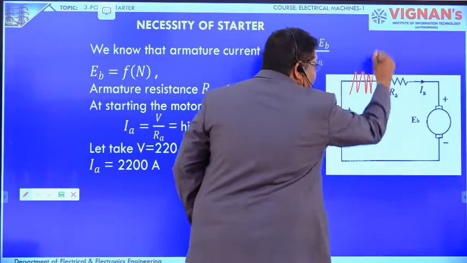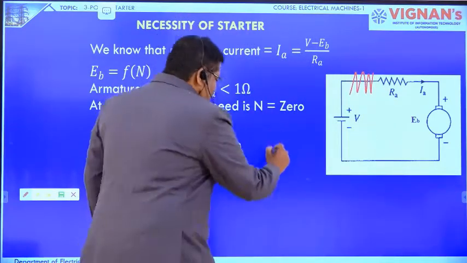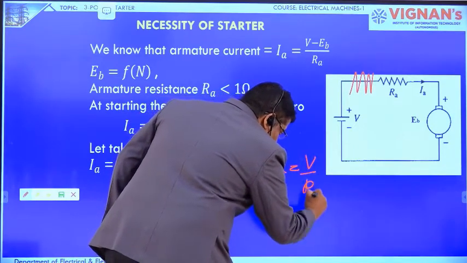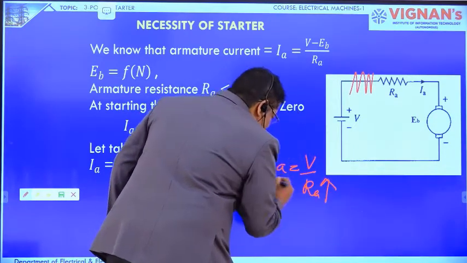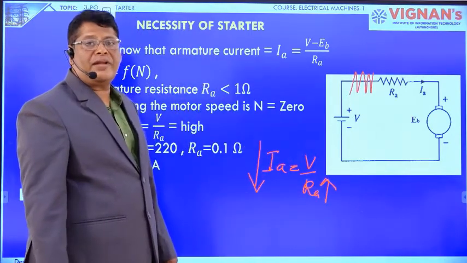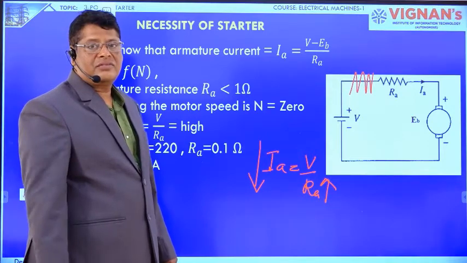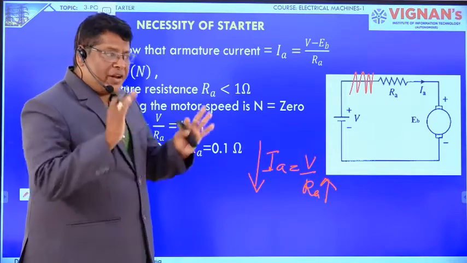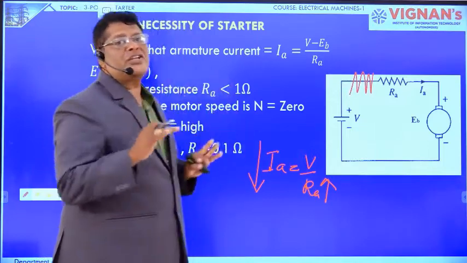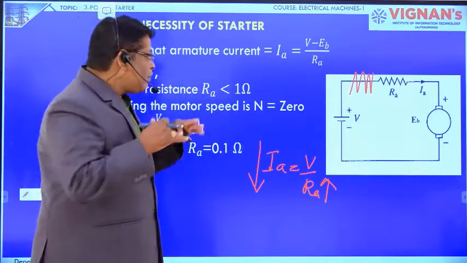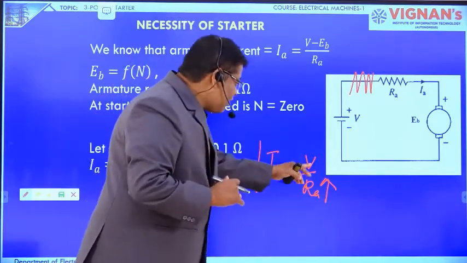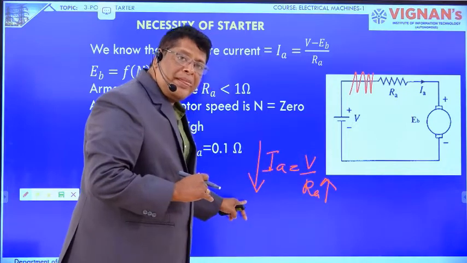So that Ia becomes V by Ra. As the Ra value increases, the Ia value decreases. At the time of starting only, we add a huge amount of resistance in series with the armature. Whenever you add a huge amount of resistance into the armature circuit, the Ra value increases and the current decreases.